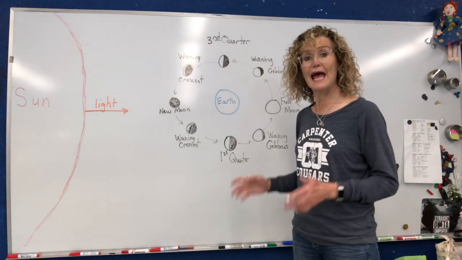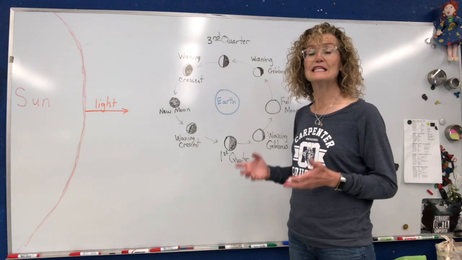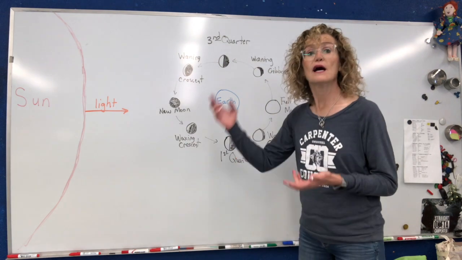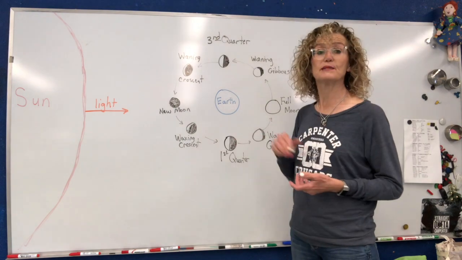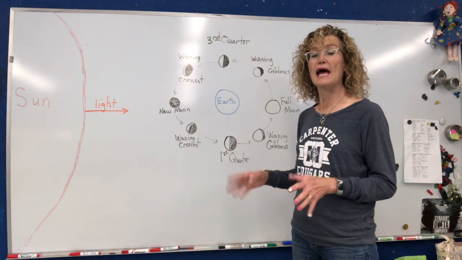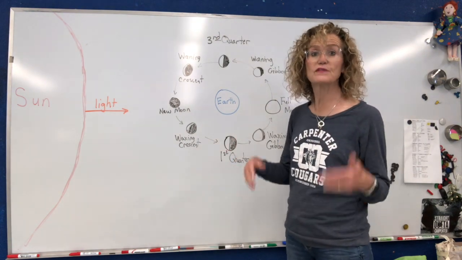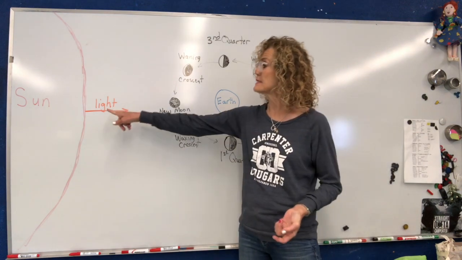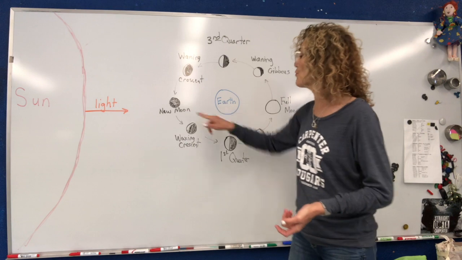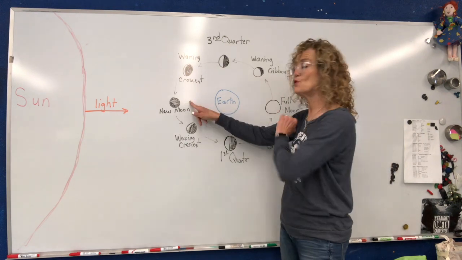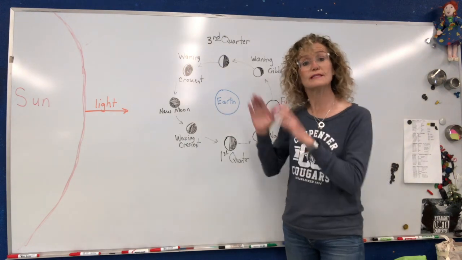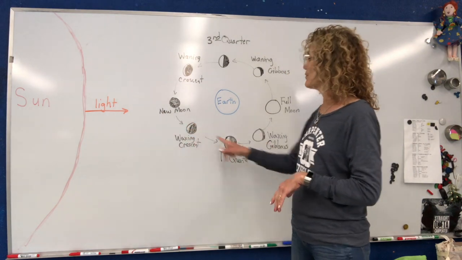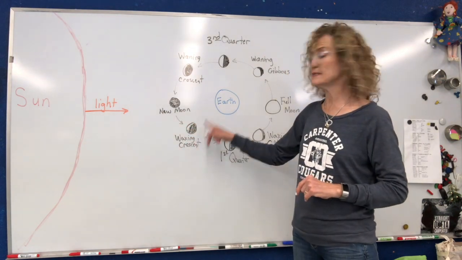And as that happens, we see different amounts of light reflected into our eyes when the moon is in different positions. The moon has specific names. We've given names to each phase of the moon. When it is sun, moon, Earth, we are looking at the moon and it is new moon. We see a shadow. And as the moon tends to get bigger, it's called a waxing crescent.